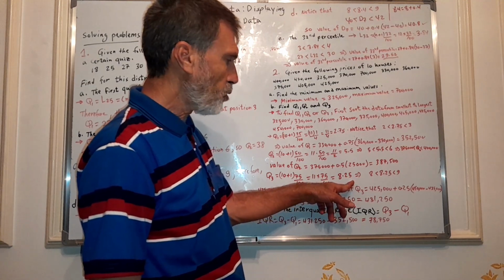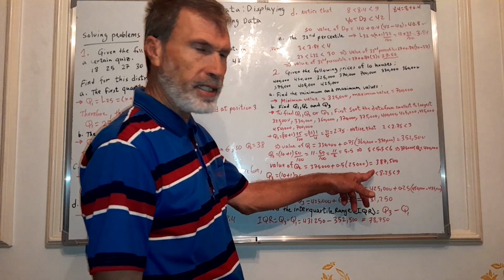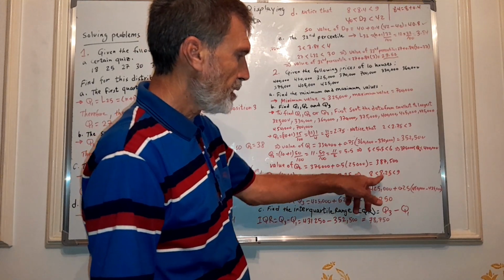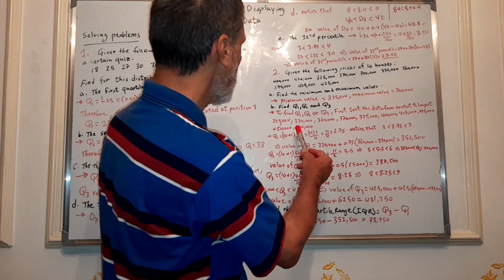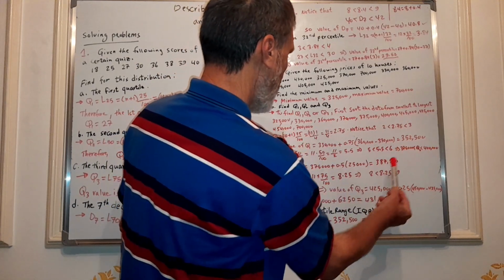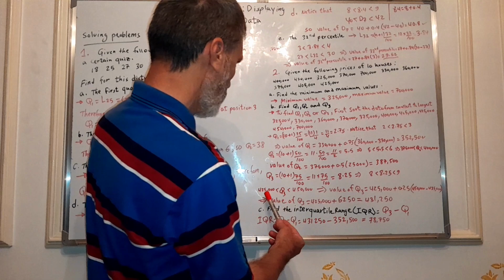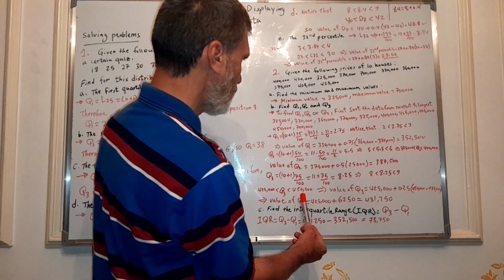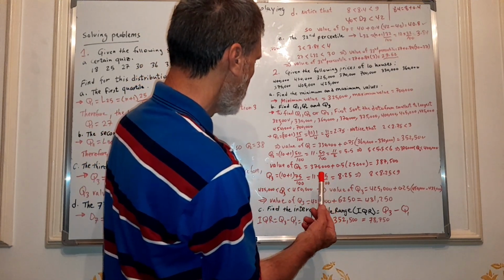So 8.25 is between 8 and 9. The location 8 and 9. The location 8 is what? Here, this is 8, 425. So Q3 is between 425,000 and 450,000, locations 8 and 9. Okay?